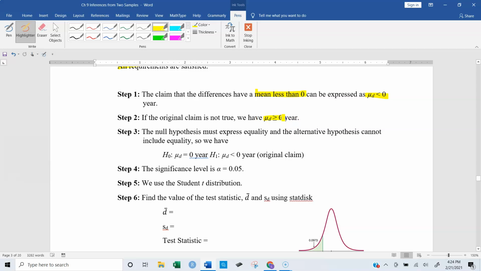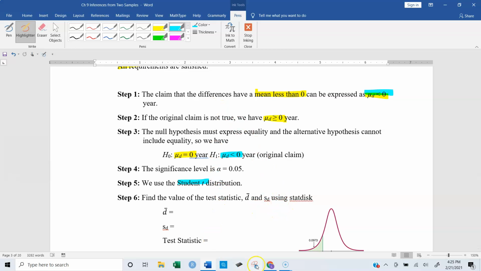That means our null always includes the 0. So this one is our null, it equals 0. And our alternative is the one that doesn't include the 0, so it's got to be less than. We have a significance level of 0.05. We're going to use a t-distribution because it's a mean. Then we're going to find the value of the test statistic using StatDisk.